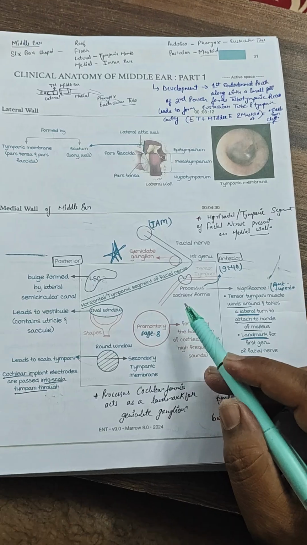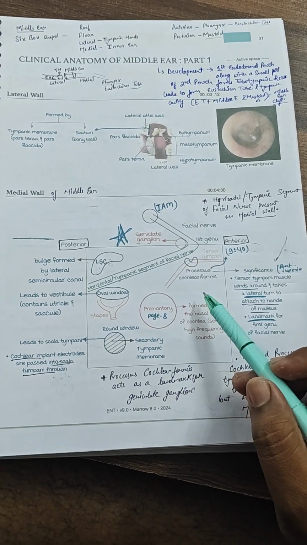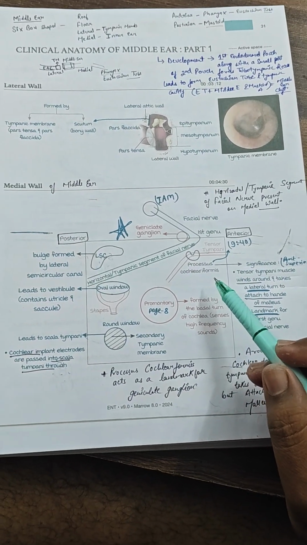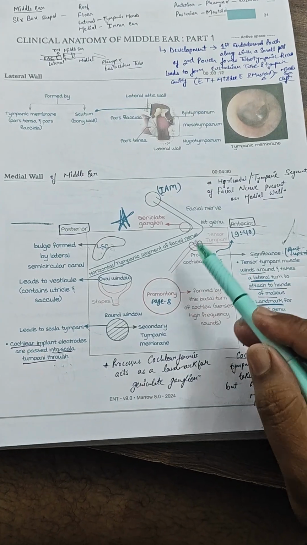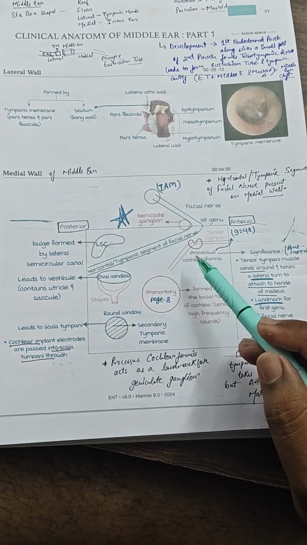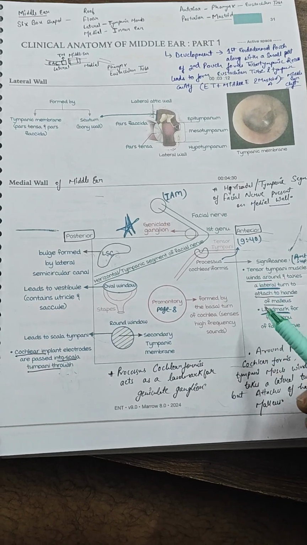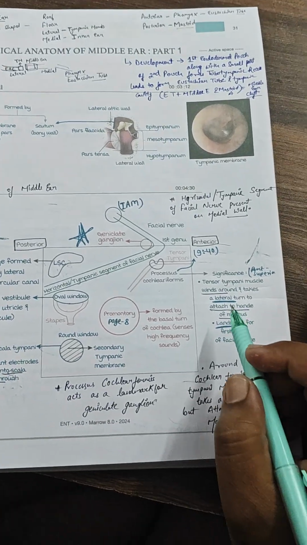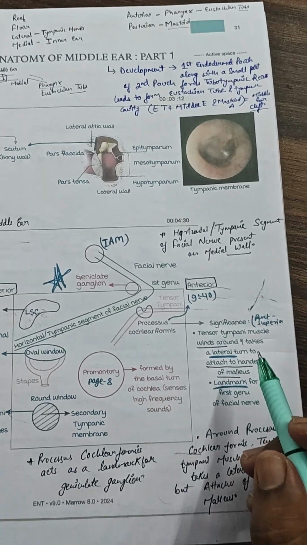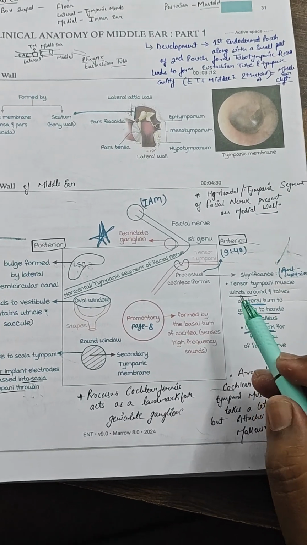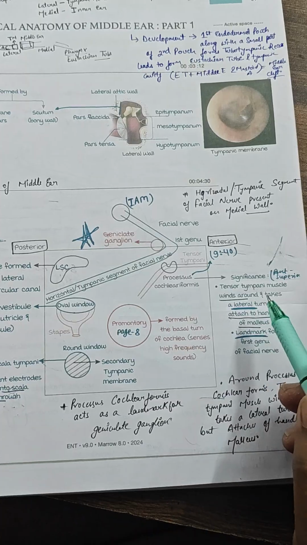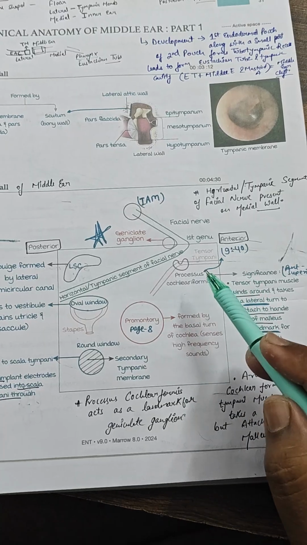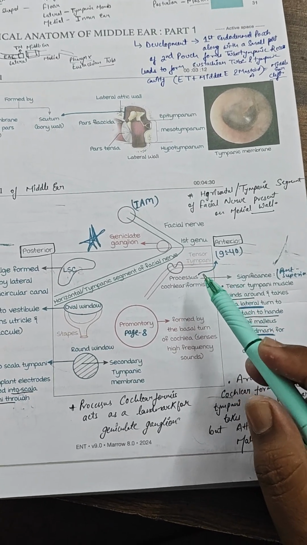Now there is the processus cochleariformis. What is the processus cochleariformis? It is a hook-like structure present anterosuperiorly, in the upper part, on the medial wall. What is its significance here? From the processus cochleariformis, the tensor tympani muscle originates from a canal in the anterior wall of the middle ear, because this is the anterior wall, and it then runs medially.